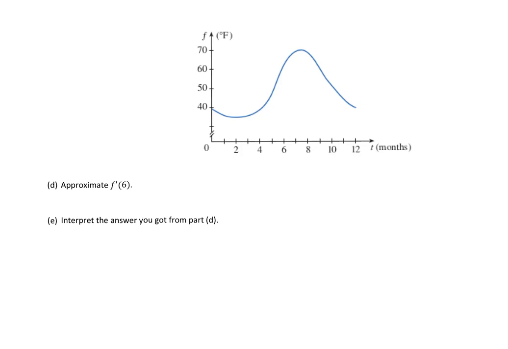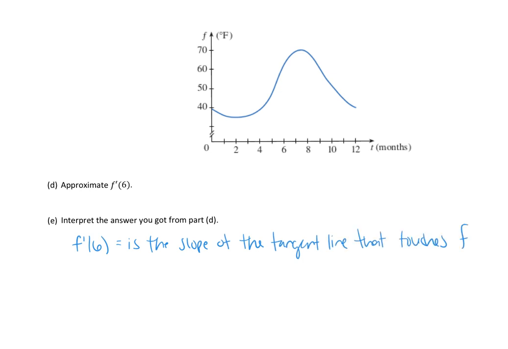In D, we want to approximate f prime of 6. So let's go ahead and answer part E and explain what f prime of 6 is. F prime of 6 is the slope of the tangent line that touches f of t, and remember the original function is f of t, not x here, we're going to use t, at t equals 6.